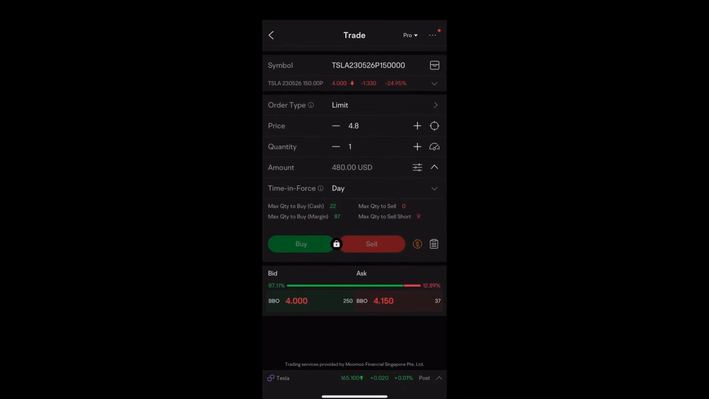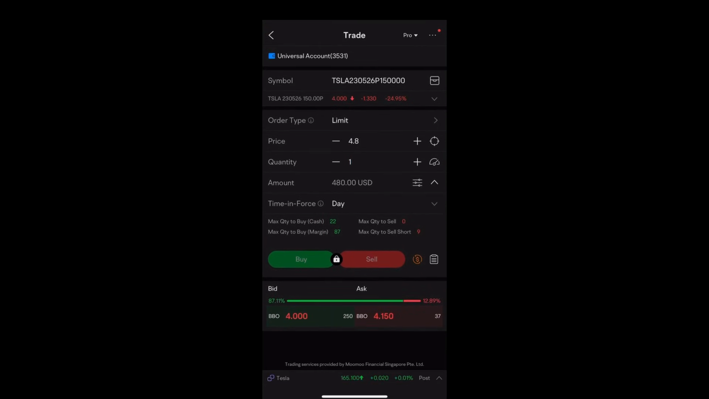For the quantity field, it's self-explanatory. Basically, you just have to input how many contracts you want to buy or sell. Just a reminder, one option contract equals 100 shares, so please assess the risk before trading. For time in force, I usually will choose day so that it will be cancelled at the end of the day if it doesn't get filled.